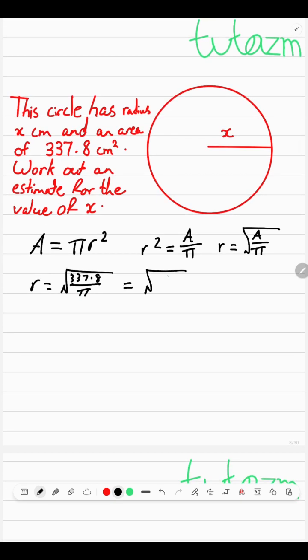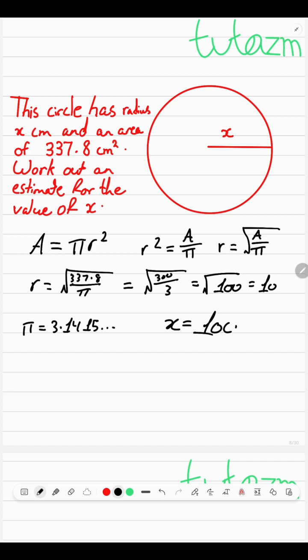and our estimate would be, to one significant figure again, 300, and then pi we know is equal to 3.1415 whatever, so we'd round that to one significant figure to give us 3, and so we'd be left with the radius being equal to the square root of 100, which is 300 divided by 3, which just gives us 10. So our final answer is that x is equal to 10 centimeters.